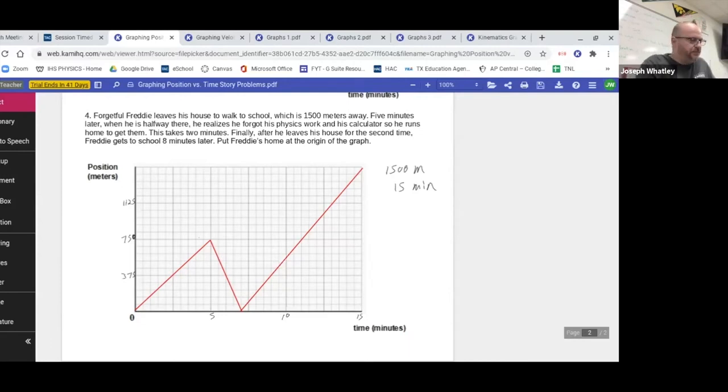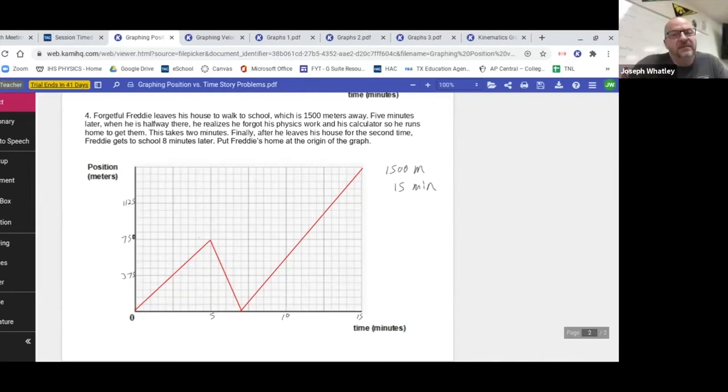Let's look at the segments. How far did he go in the first 5 minutes? 750 meters. And then from 5 minutes to 7 minutes, how far did he go? Another 750. So what's his total distance right now? 1,500. And then from 7 minutes to 15 minutes, how far did he go then? 1,500. So what was his total distance then? 3,000, right. So his distance was 3,000.